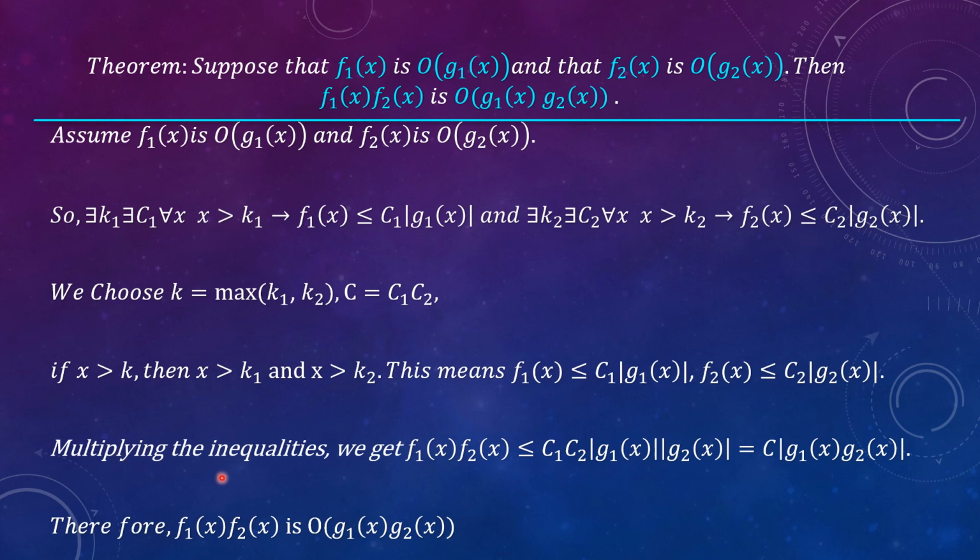Multiplying the two inequalities together, we get f1 f2 smaller than or equal to c1 c2 times g1 times g2, equal to c g1 times g2. Therefore f1 times f2 is big O of g1 times g2.